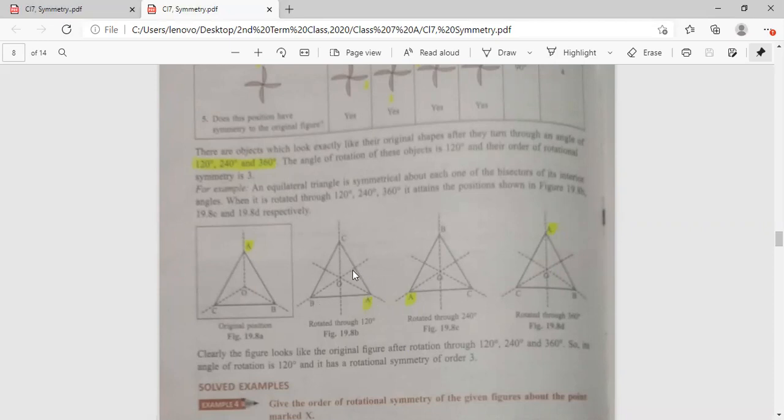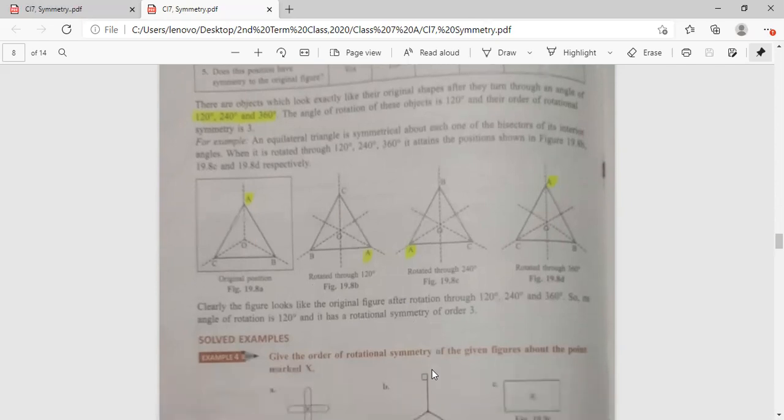So this angle, when you measure, it is 120 degree. Again 120, again 120. That means up till 360, 3 times it looks exactly the same. So you can write rotational symmetry of order 3. And the angle of rotation is the angle at which it looked exactly the same, when it rotated at 120. So angular rotation is 120. And if you use the formula 360 by 120, then also you get 3, order 3.